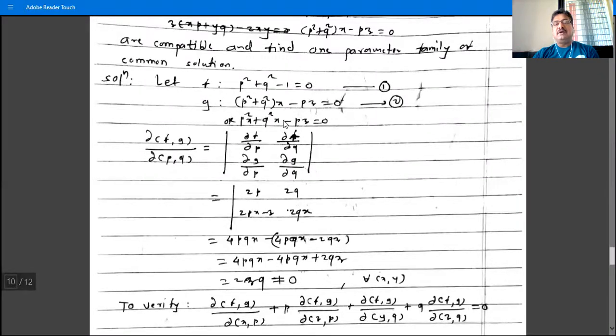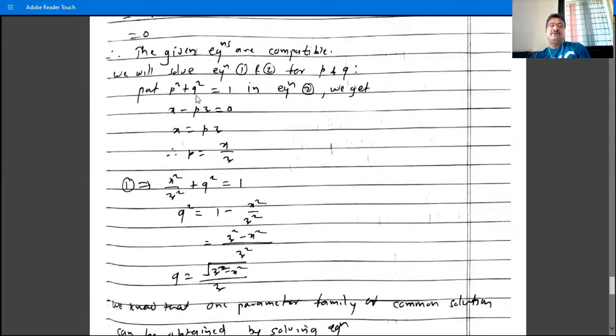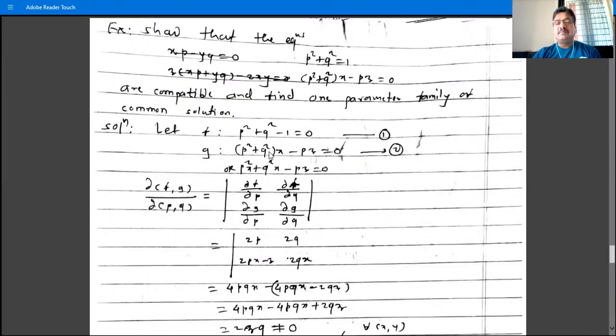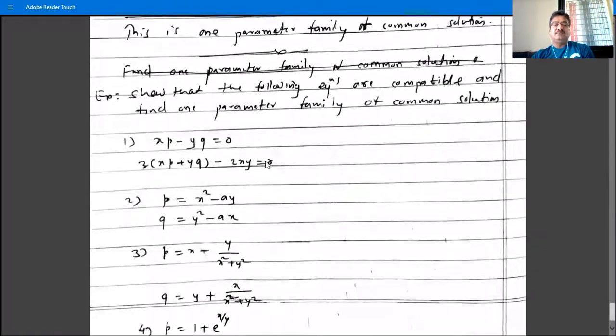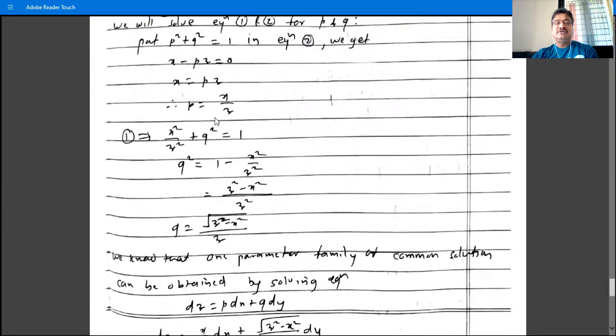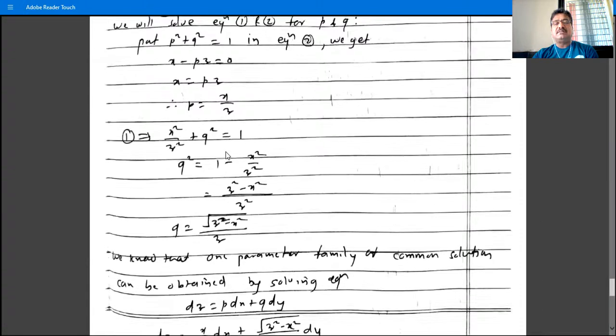So p² + q² = 1 from equation number 1. Put this in equation number 2. The equation 2 is this, and with p² + q² = 1 we have x − pz = 0. And x − pz = 0 means x = pz, and p = x/z.